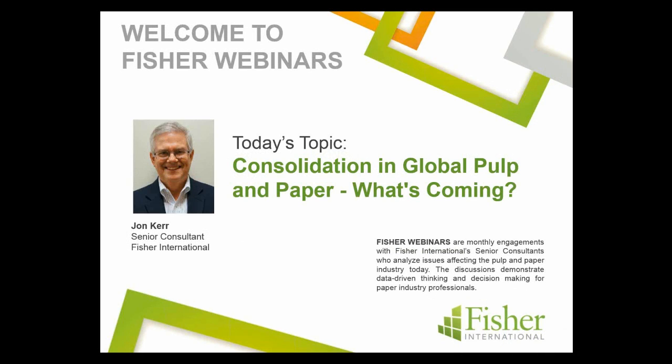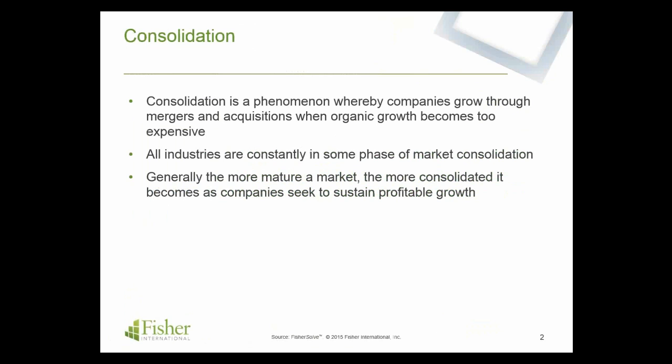And today's topic is consolidation in the global pulp and paper industry. And we're going to try to use our consolidation analysis in order to predict a little bit more accurately about what's coming. So the first thing that we need to do is establish a common sense of understanding about what we mean by consolidation. And really, consolidation is a phenomenon that happens in any industry, and it's just a matter of time.